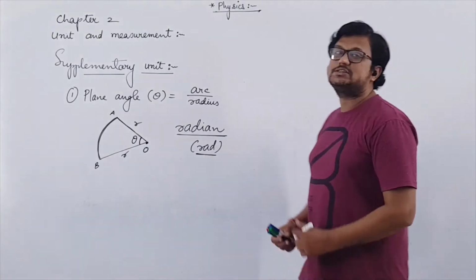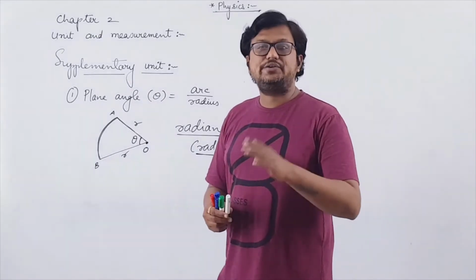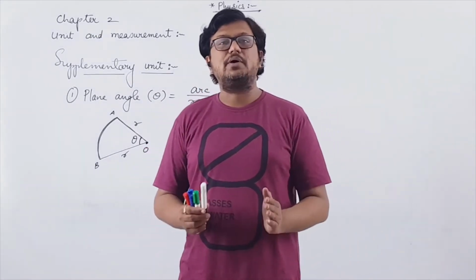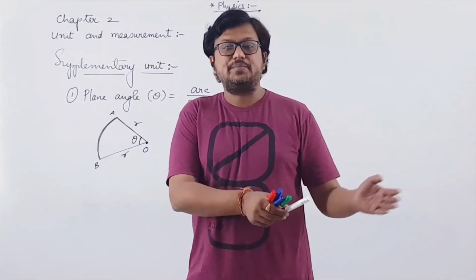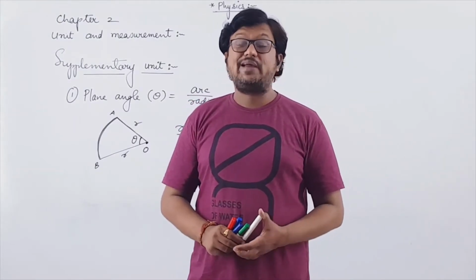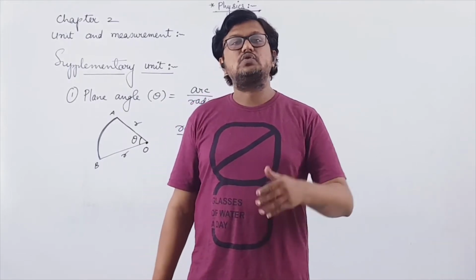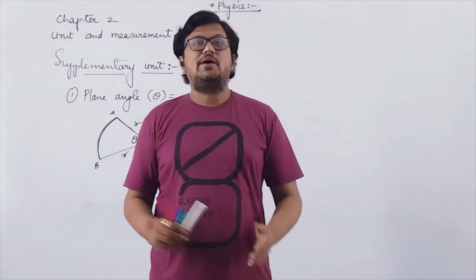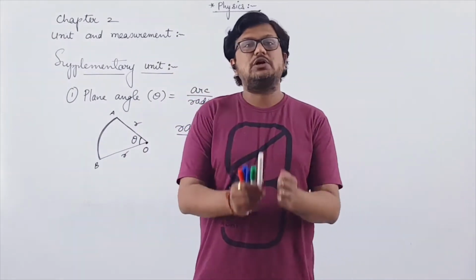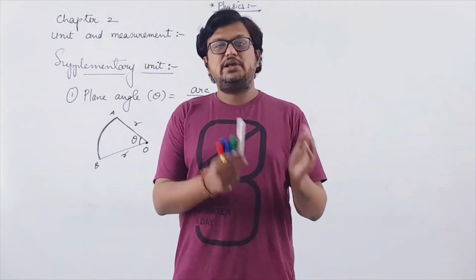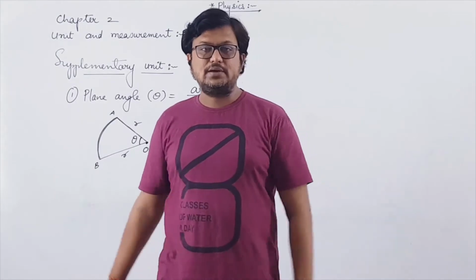So in physics, we will write angle in radian only. Most probably we are going to come across angles in radian. For example, if the angle is given as 30 degree, then it is necessary for us to convert it into radian. After this topic, we are going to discuss how to convert degree into radian, minute into radian, or second into radian.